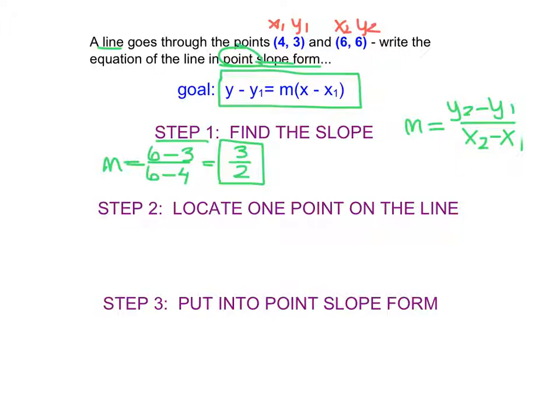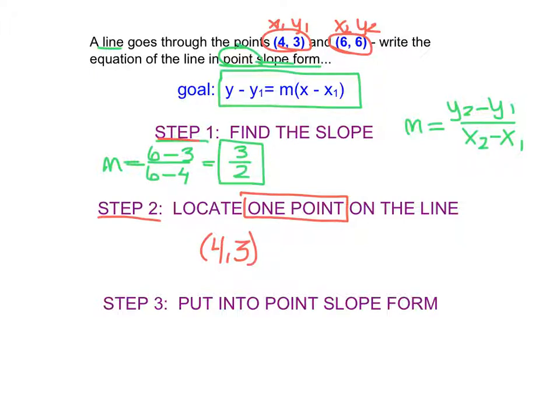The next step after we found our slope is to find one point on our line. And quite frankly, it doesn't matter which point we pick. You can pick either point. I'm just going to pick the first point because I already have it labeled as x1 and y1. So I'm going to pick the point (4, 3). But remember, you could pick the point (6, 6) as well.